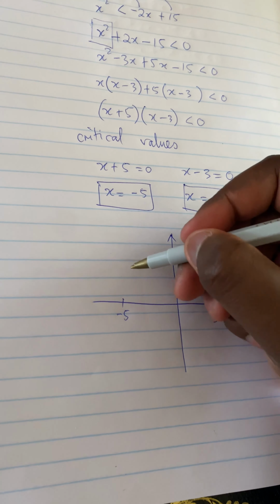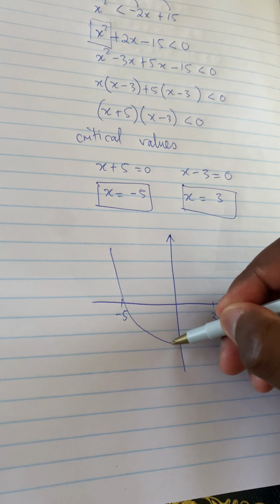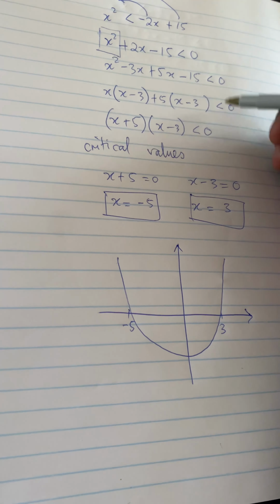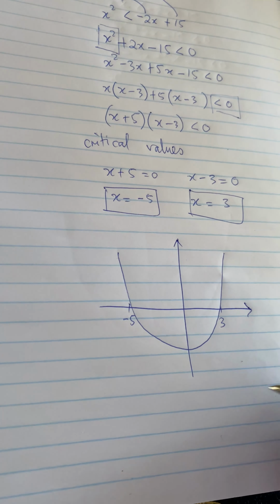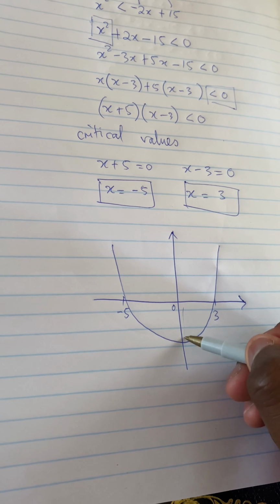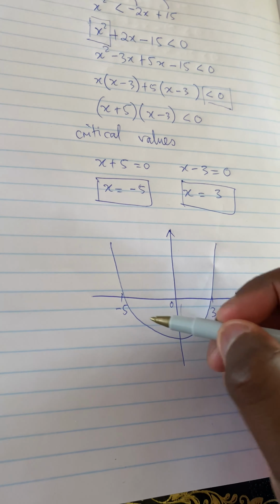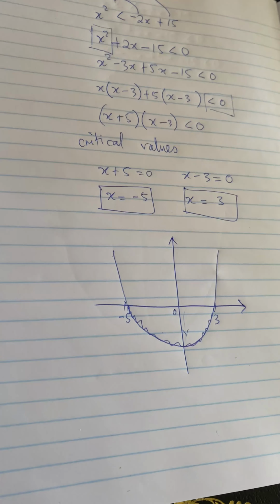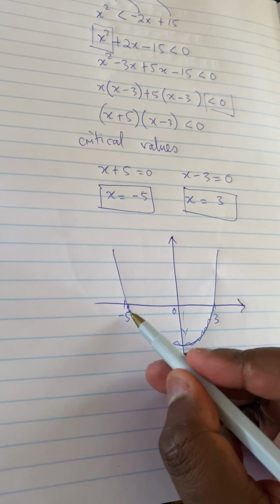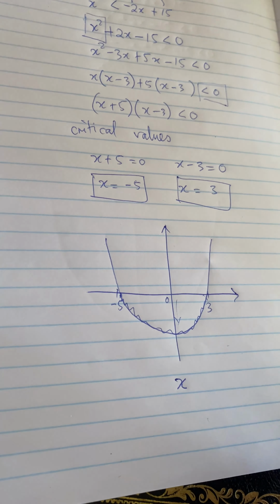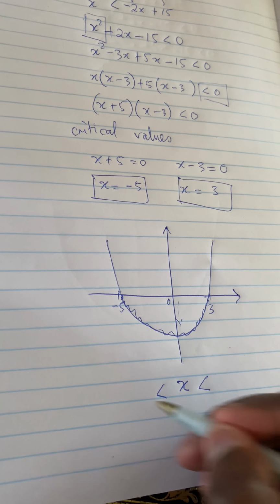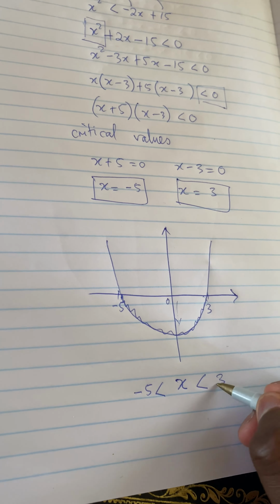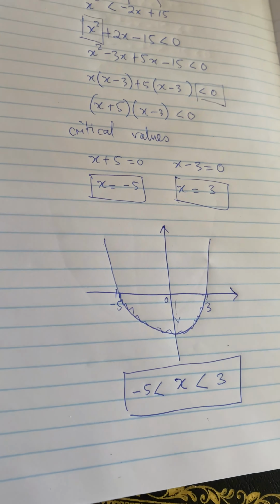Then I look at the inequality. In this case, it's less than 0. Less than 0, it means I'm going down from 0. I'm going below 0. That means it is the portion of the graph that is below 0. So the portion of the graph that is below 0 is between negative 5 and 3. So x is between negative 5 and 3. So my final answer would be negative 5 less than x less than 3.